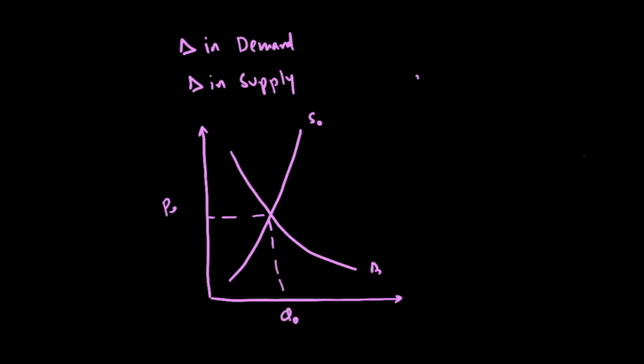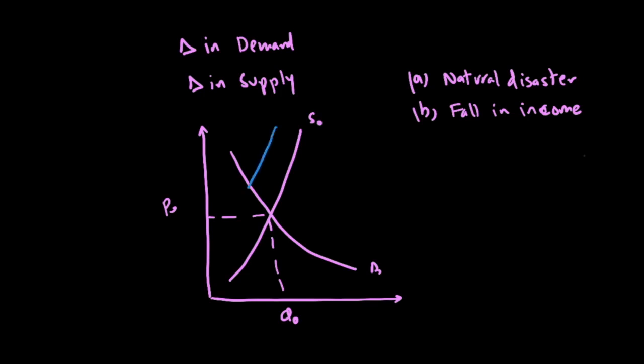And for example, two things happen. Number one, A, there is a natural disaster, and B, there is a fall in income. So if there's a natural disaster, we notice the supply curve will fall. If there's a fall in income, we notice that the demand curve will also fall.